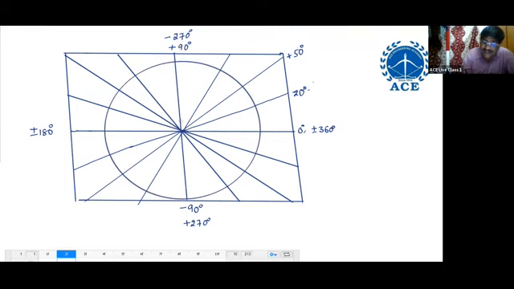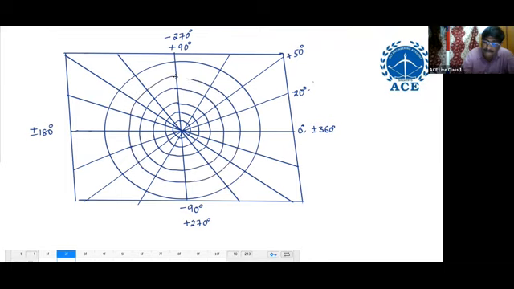Like these circles are there: two, three, four, five, six. So this is the polar plot. If you observe the polar plot, it is like this only. And for every 1 degree, one line will be there.